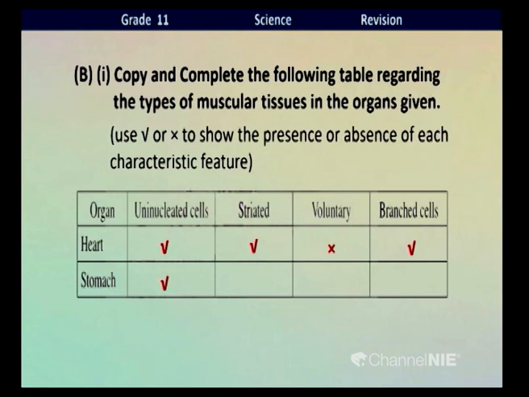Uninucleated? Yes. Right? Striated? No. Smooth muscle tissue is not striated. Voluntary? No. It is not voluntary. Smooth muscle tissues too function involuntarily. Branched cells? No. The cells are not branched in smooth muscle tissue. Right, children? Okay. Then we'll move to the next question.